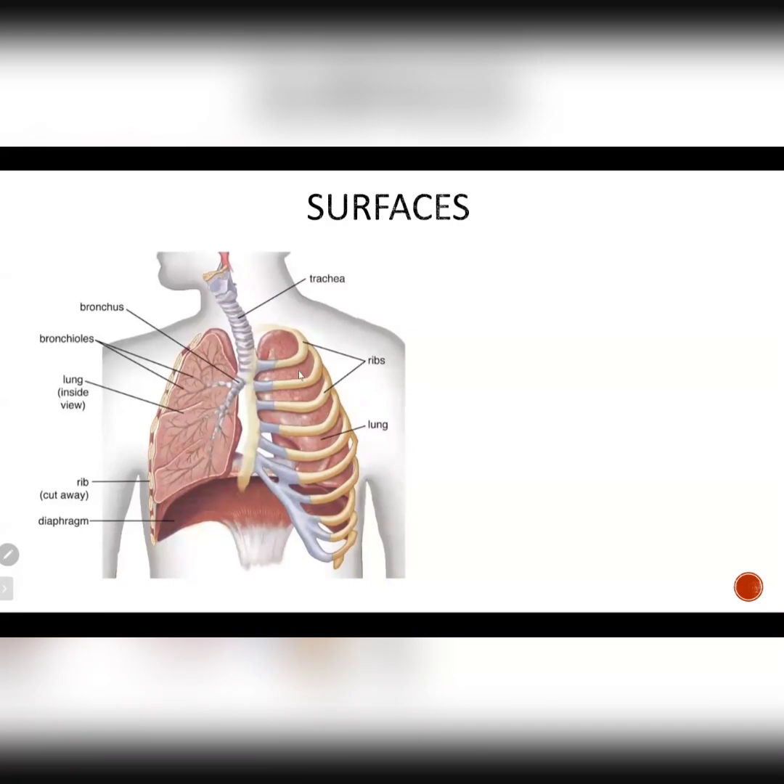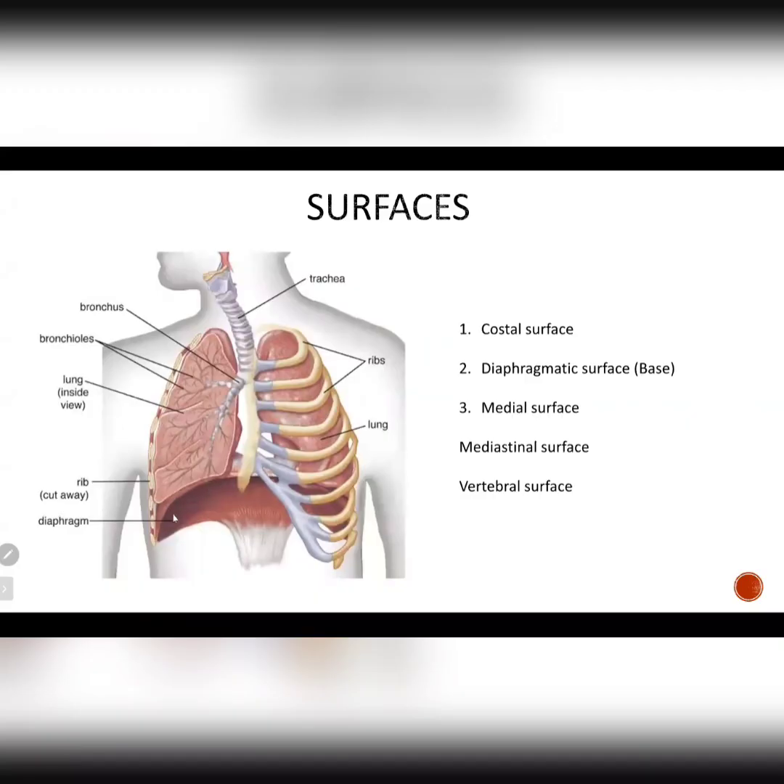So the external surface of the lung, which is related to the ribs and the thoracic cage, is called the costal surface. This is the external surface of the lung related to the rib cage. Whereas the base of the lung, which is the inferiormost aspect of the lung, is related to the thoracic diaphragm.